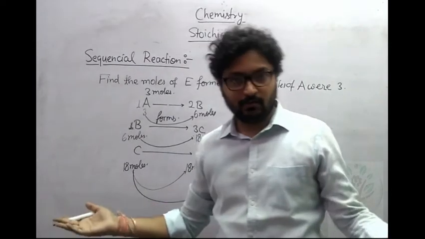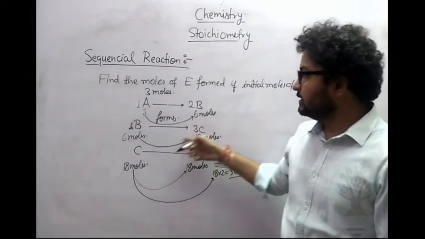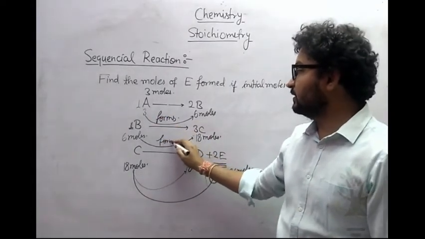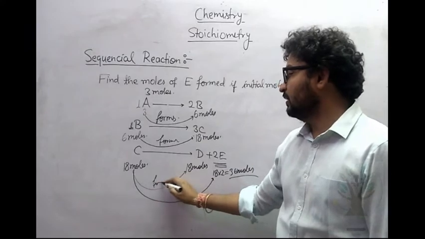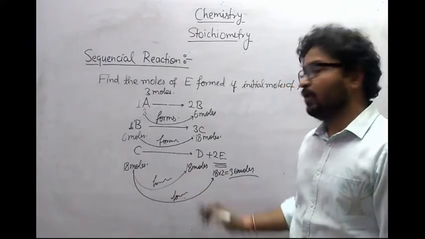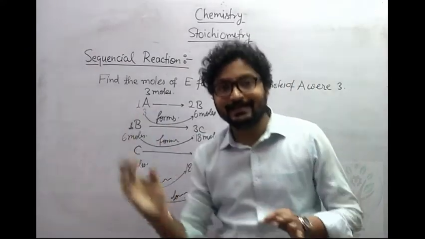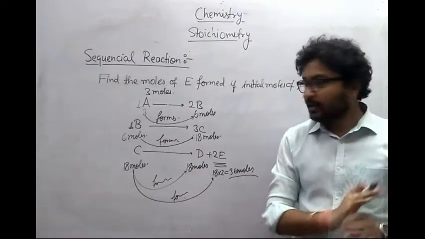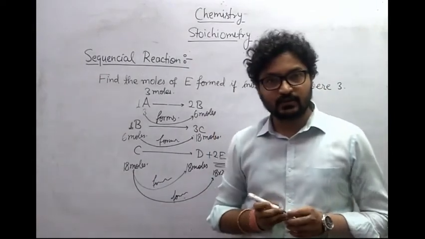That's it, solved. Now look at these arrows. What is written in this arrow? It is written forms. Here also it is written forms. Here also it is written forms. I told you I will stop writing in detail. Now remember, I hope this sequential reaction question is clear to us.